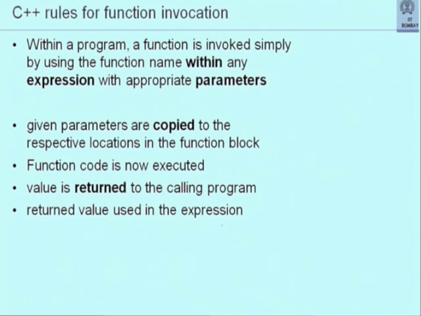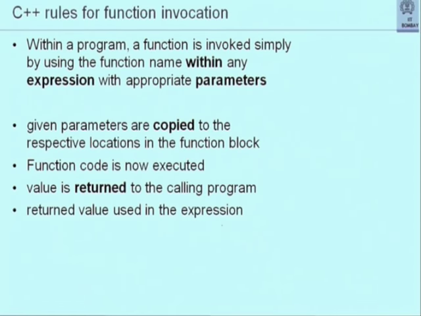What is important to note is that the given parameters are copied to the respective locations. There are other methods of parameter passing, most important being the parameter passing by reference, but we shall talk about it at a later date. For the time being, we'll assume that the standard rule in C++ is to copy all the actual parameters into the formal parameters that you have written inside your function definition. So those are separate locations, these are separate locations. Once that is done, the function code is executed, one value is calculated, the type of that value is defined when you define the function, and that will be returned.